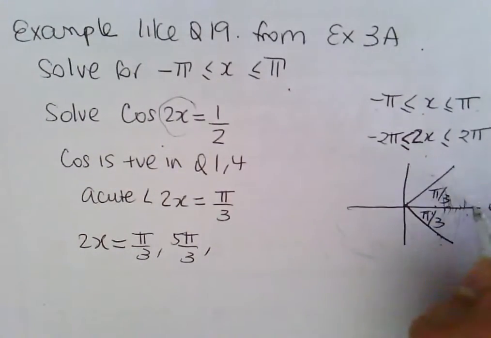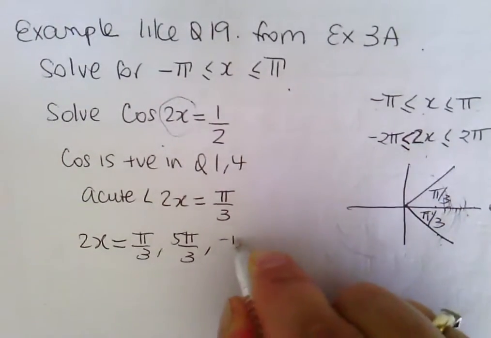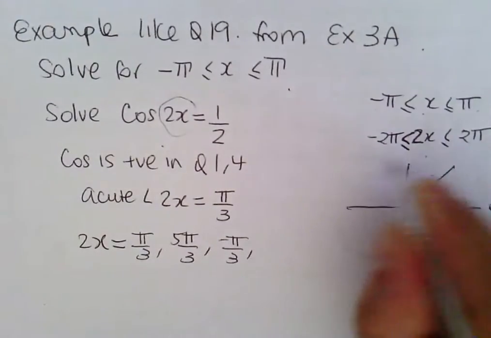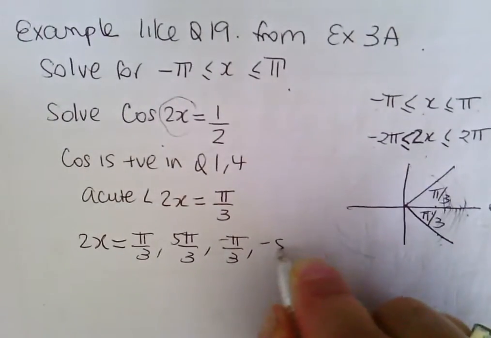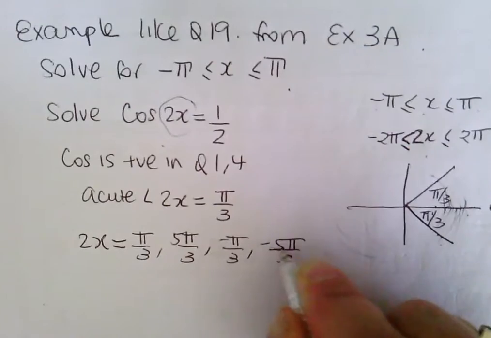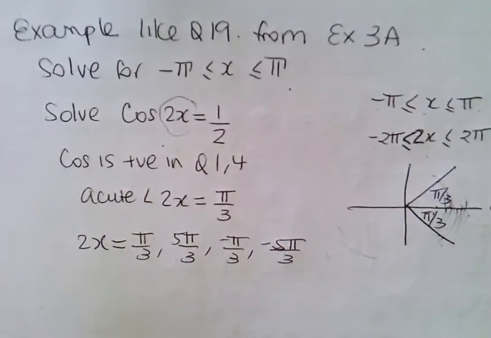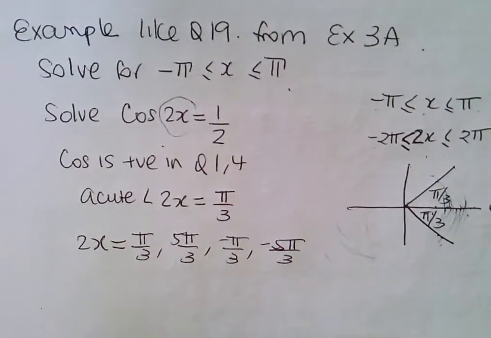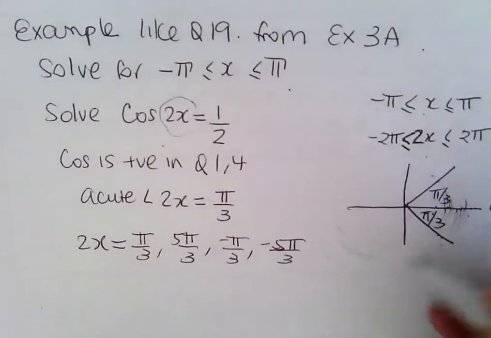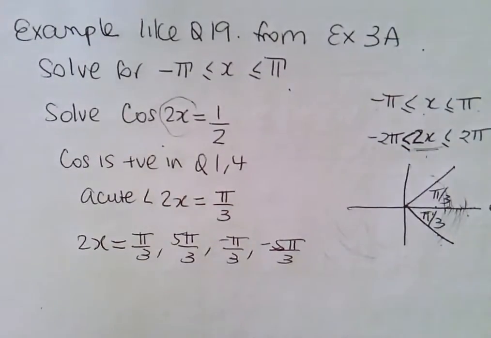So now this way around. Negative pi on 3. Negative 5 pi on 3. Now we divide by 2. Not earlier, now we divide by 2. Why do you think we're going twice around the circle? Because we're working with 2x.